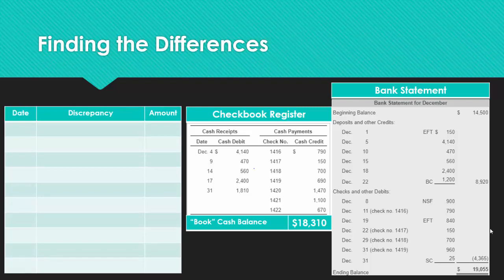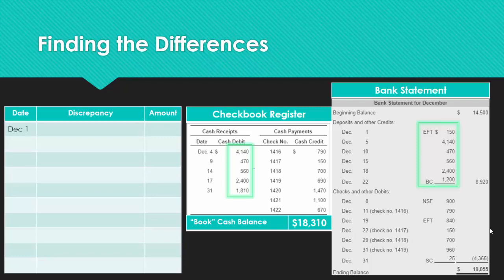So now that we have our bank statement and our checkbook register, we need to note the differences between the two statements. Let's start with our cash receipts on our checkbook register and our deposits in the bank, right? If we receive cash, we should eventually have deposited it in the bank, so these numbers should line up. Are there any things that are appearing on one statement that aren't appearing on the other?